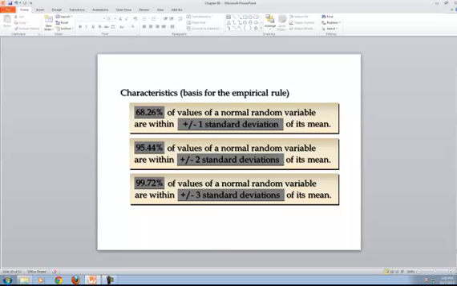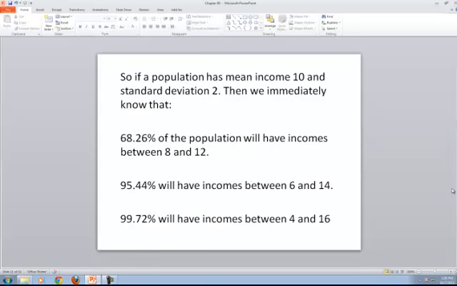Concretely, what does this mean? Suppose a population has a mean income of 10 and a standard deviation of 2. Then we immediately know from the previous slide that 68.26% of the population will have incomes between 8 and 12. Why? Because the standard deviation is 2. Hence, 1 standard deviation is 2. Hence, the people to the right and to the left of the mean, specifically 2 more than the mean and 2 less than the mean, which means therefore a range of 8 and 12. That means 68.26% of the population will be within that range.